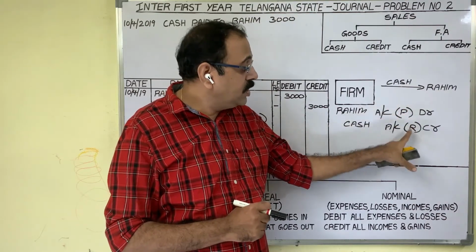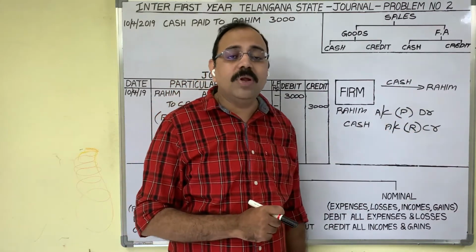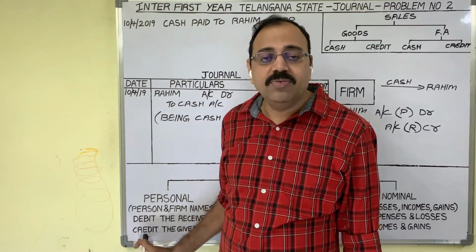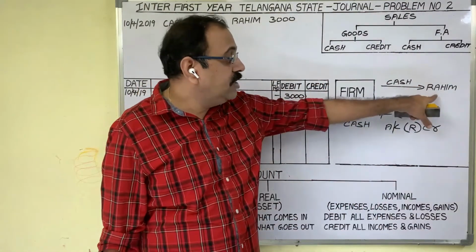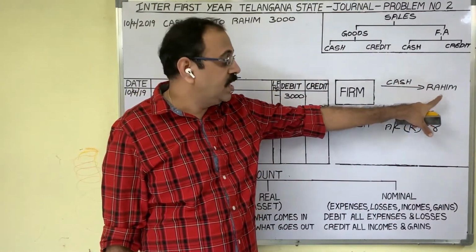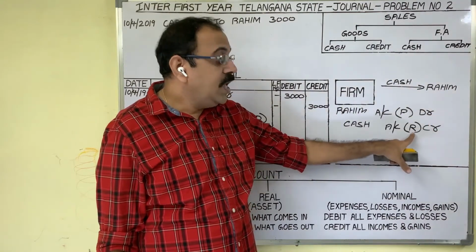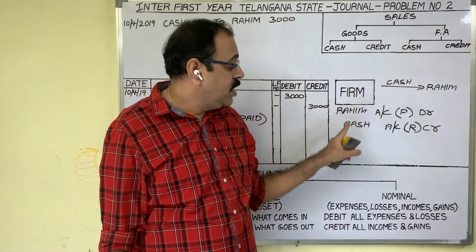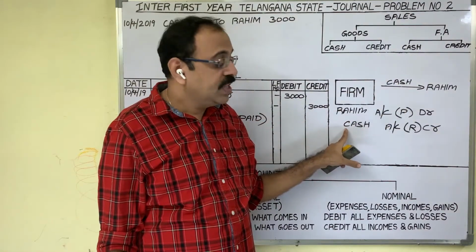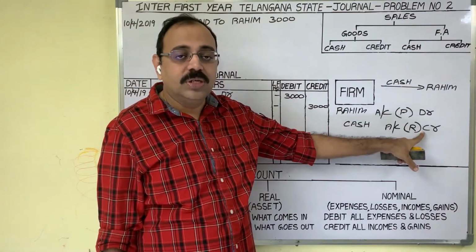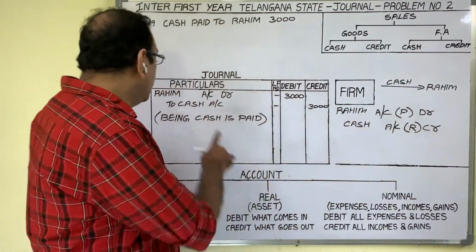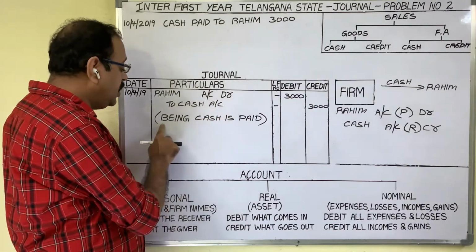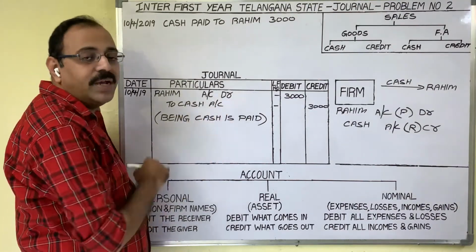Then apply the rules. For personal account, the double entry principle is debit the receiver, credit the giver. Rahim is receiving cash. He is a receiver. Debit him. Real account rule: debit what comes in, credit what goes out. Cash is going from the firm. Credit cash account. Then the final entry is Rahim account debit to cash account. Narration, being cash is paid.